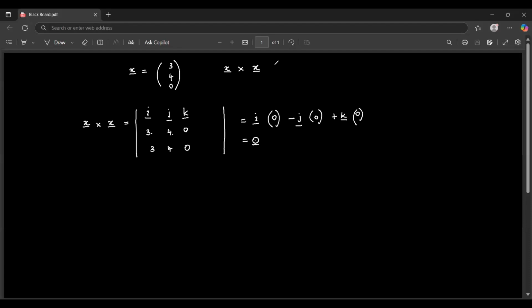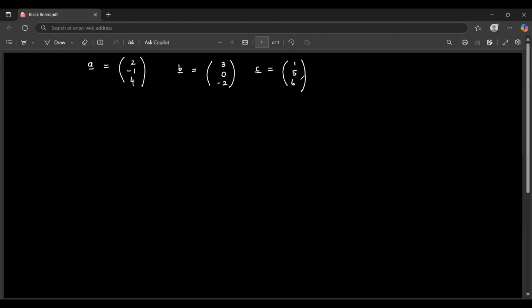Okay. So if you do the vector product on the same vector, you will get the output as a zero vector or a null vector. So that's another property of a vector product. That is given as x cross x is equal to 0.